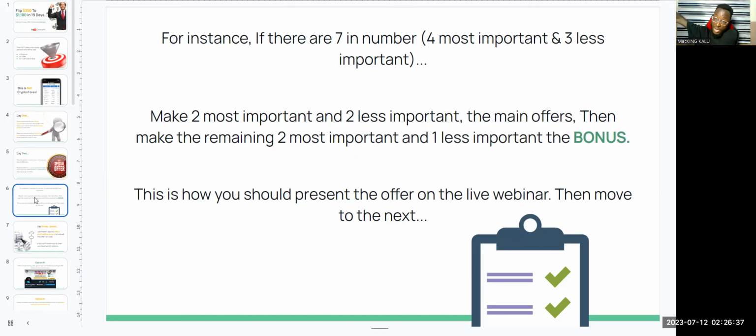The extra can be under bonus, but I'm saying your main offer, there's a difference between main offer and bonus. Your main offer should not be less than three or more than five. Then if you are writing any other thing, you should put it under the bonus. But now listen to me.